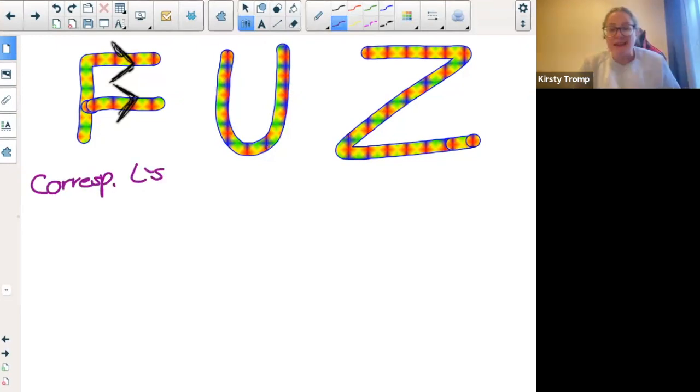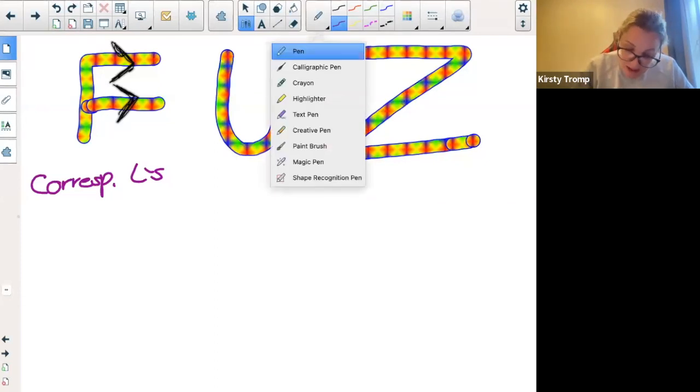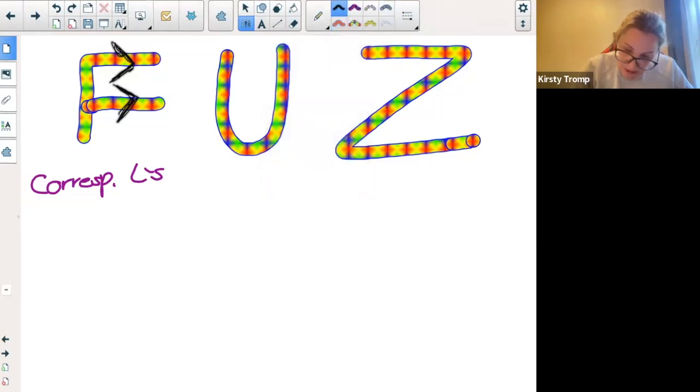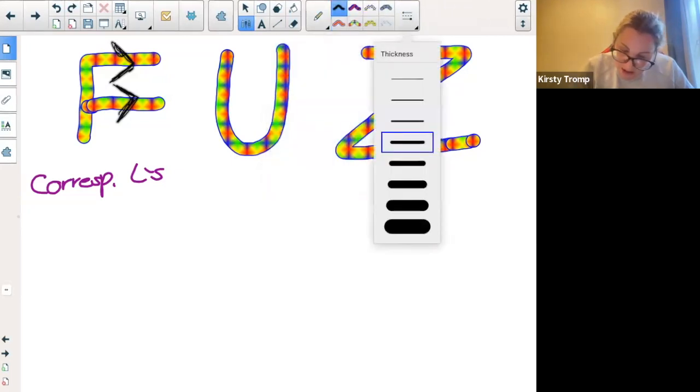So the letter F stands for corresponding angles. Okay, the letter F stands for corresponding angles. Guys, how do I remember that? How do I remember that F is corresponding angles? Well, a little cheat here for you guys is that if we go back into our beautiful creative pen.